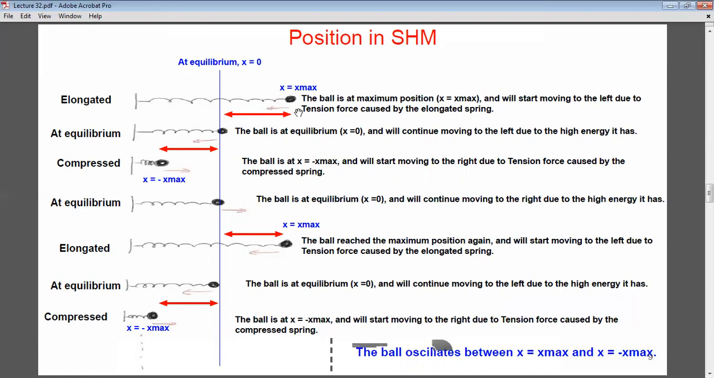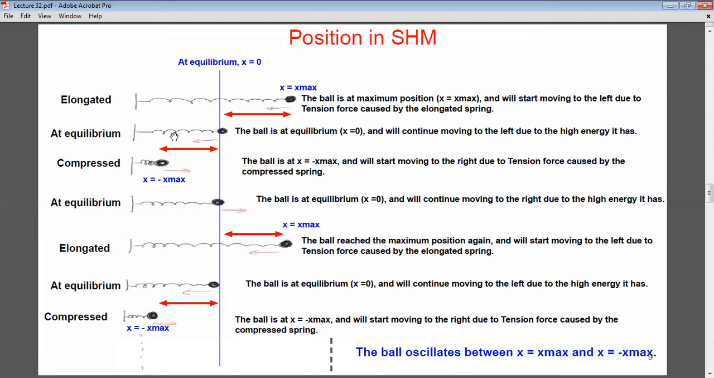So the ball, let's start with x equal x maximum. The ball is at maximum position and will start moving to the left due to the tension force caused by the elongated spring. Remember that if an object is elongating a spring, there will be tension here. The tension will be moving the object in this direction. So it will be moving it until it reaches x equals 0. Here it will have high kinetic energy. Remember, at x maximum it will have maximum EPE, but here it will have high kinetic energy.